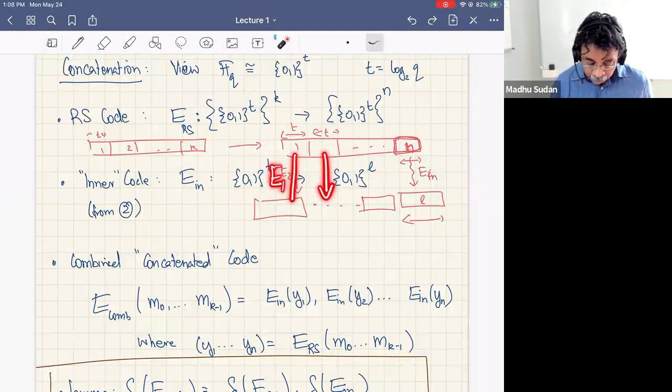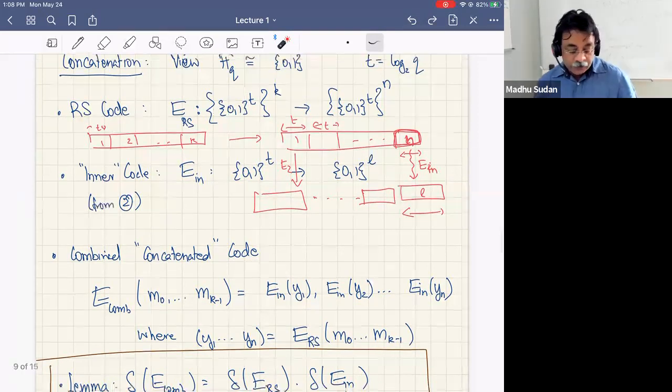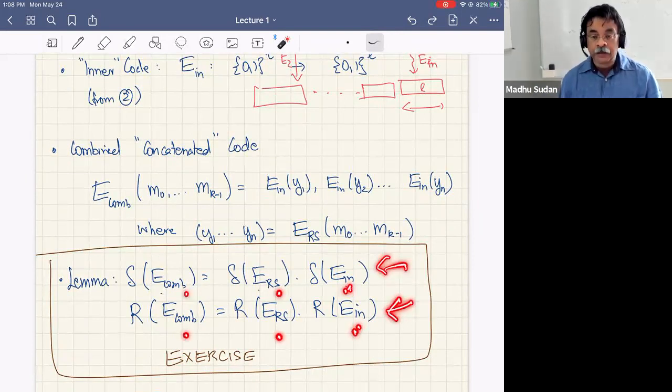This is E in of the first block. This is E in of the second block. This is E in of the last block. Okay, so that's the composed code. And if you use this code, then you get these two properties. The inner code's rate and distance are here. Reed-Solomon's rate and distance are here. This is the combined code.